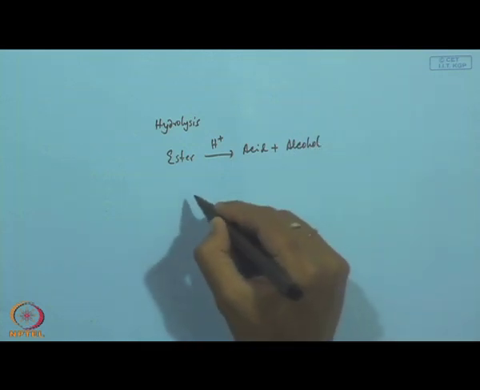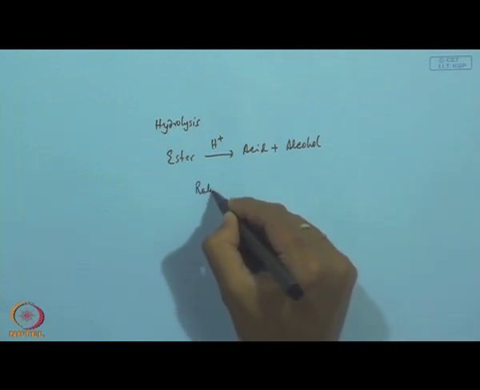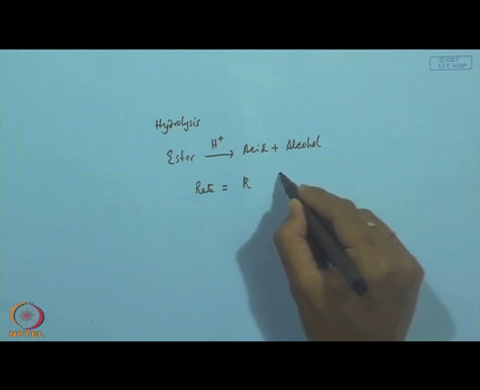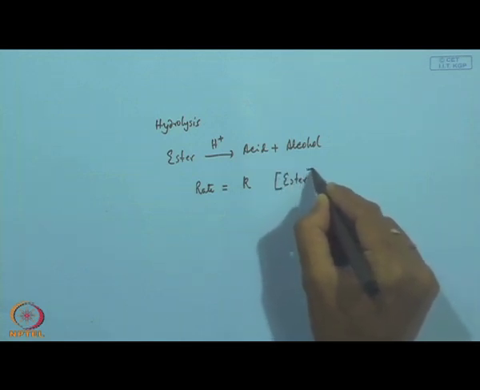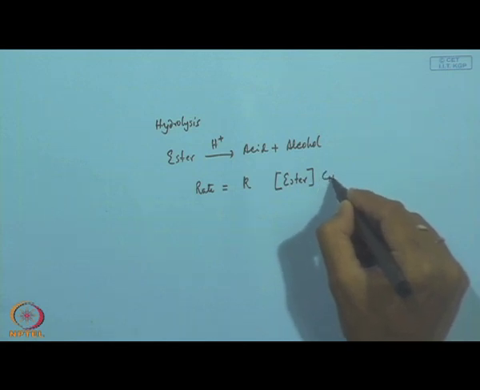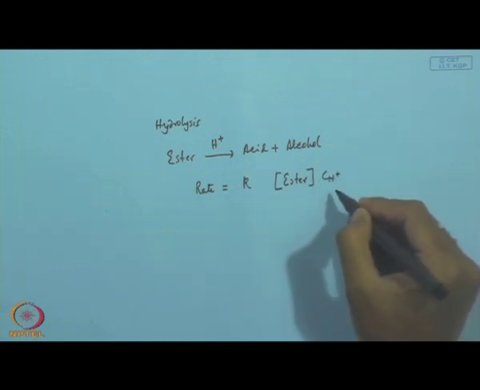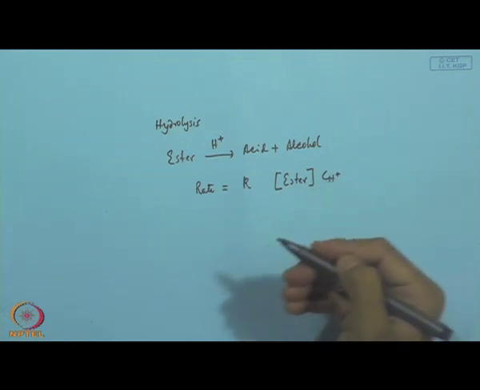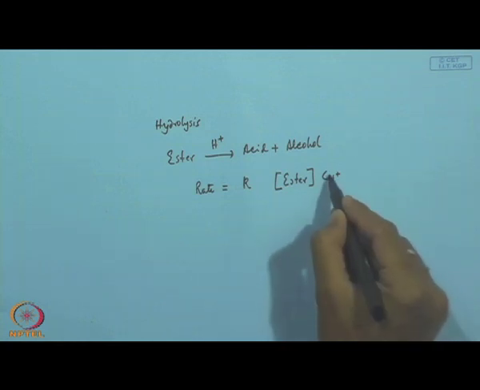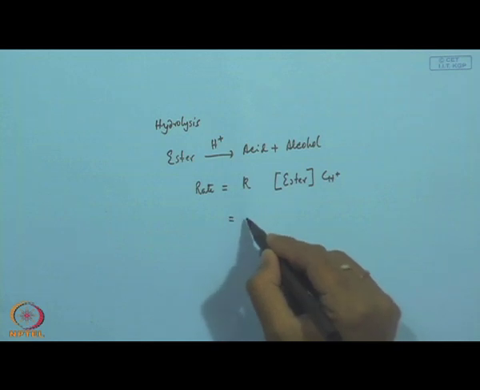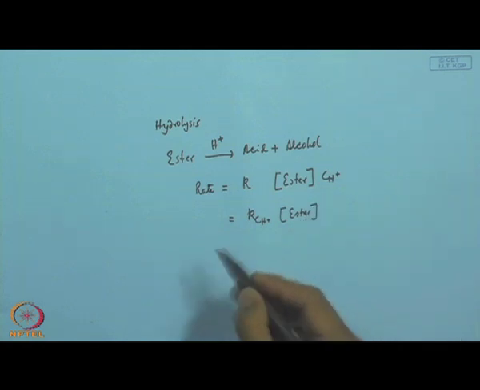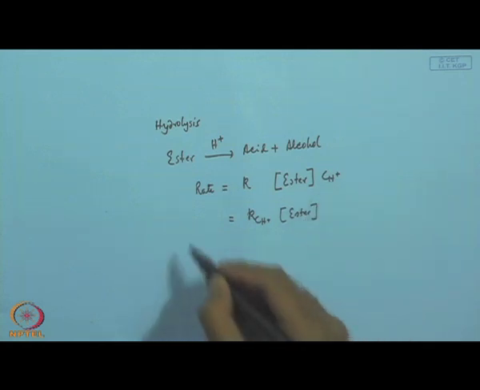Okay. So, if it is a first order reaction, then rate is equal to k into the concentration of ester, and of course CH+ is there. CH+ is there means if the hydrogen ion concentration is doubled, then your rate is doubled. It is a simple 1-to-1 correspondence. So basically this CH+ is giving you k CH+ into ester. So if you increase your CH+ concentration to double, then your rate will be doubled.